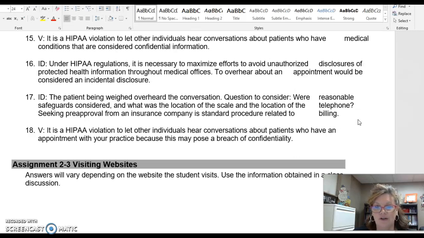Again, question to consider. Were reasonable safeguards considered? What was the location of the scale and location of the telephone? Seeking pre-approval from an insurance company is standard procedure related to billing.